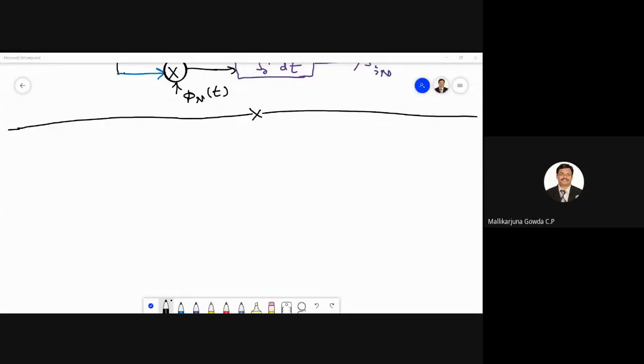Can you just say what is n-dimensional Euclidean space? What have you understood? N-dimensional Euclidean space. Sir, it is a signal space. Yeah, signal constellation diagram. Fine. How do you define that?